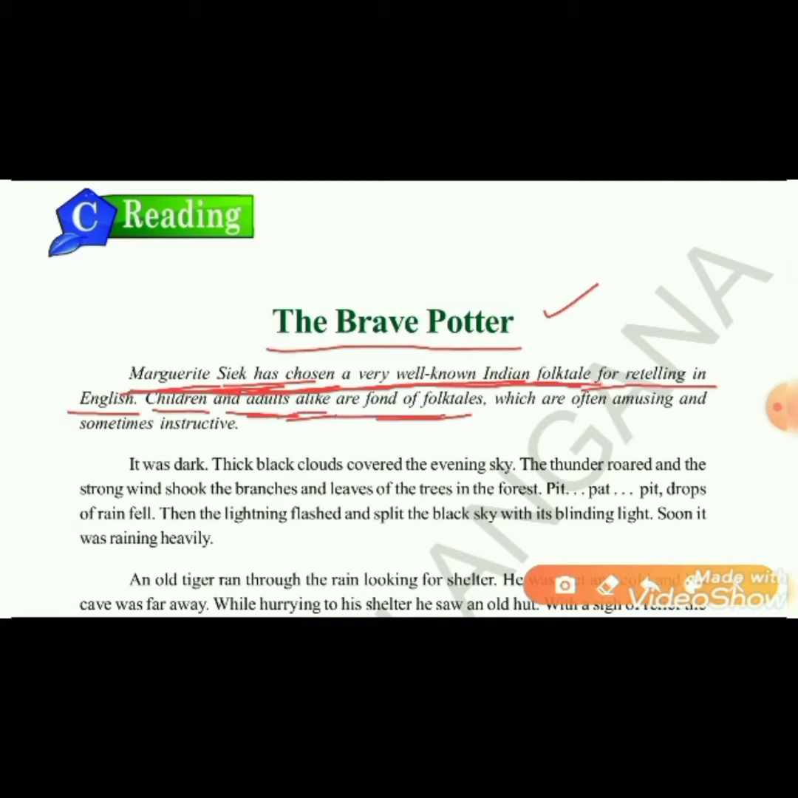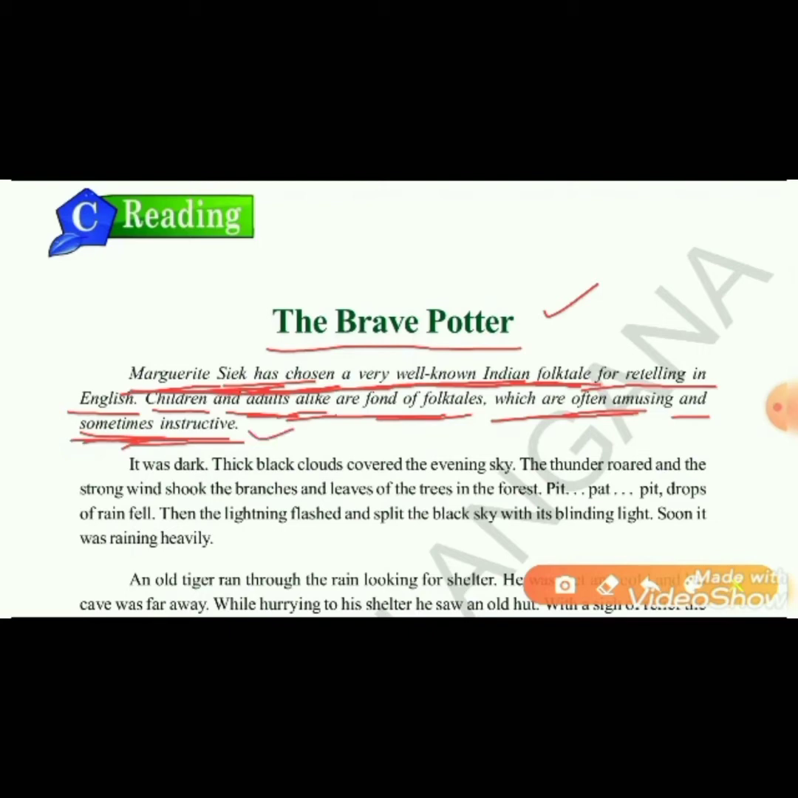All children as well as adults usually love stories, which are often amusing and sometimes instructive. Stories tell us a lot of values, a lot of morals. At the same time, stories also give us a lot of happiness, a lot of pleasure, and a lot of fun. So what is the use of stories here? You have to understand. And please write the hard words of this paragraph, and also please write the opposites. For example, for fond you have to write the opposite, for well you have to find an opposite.